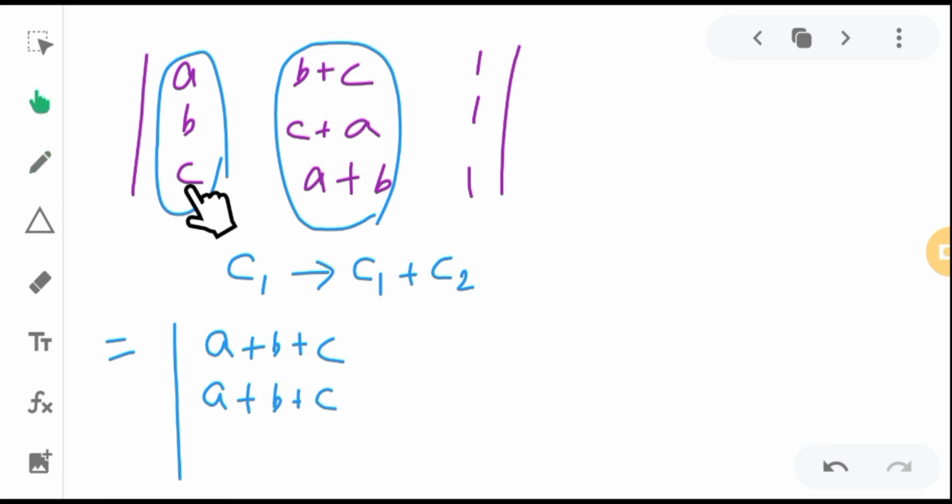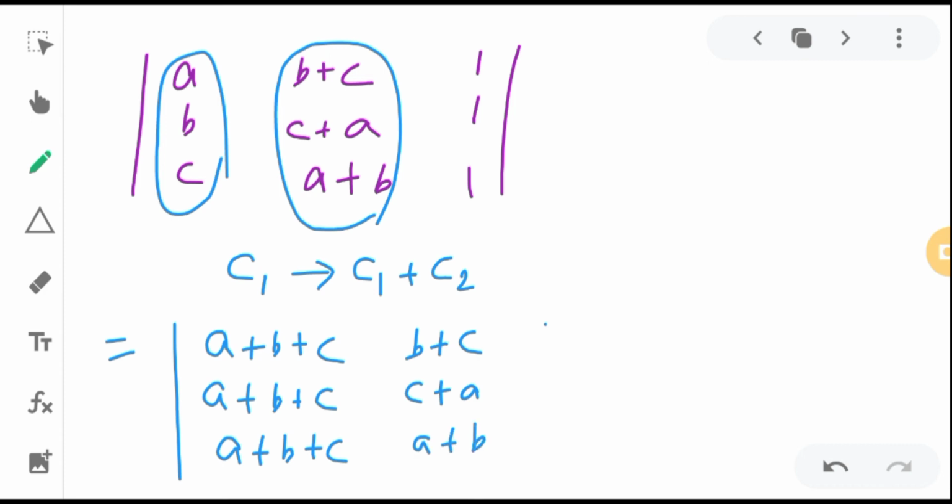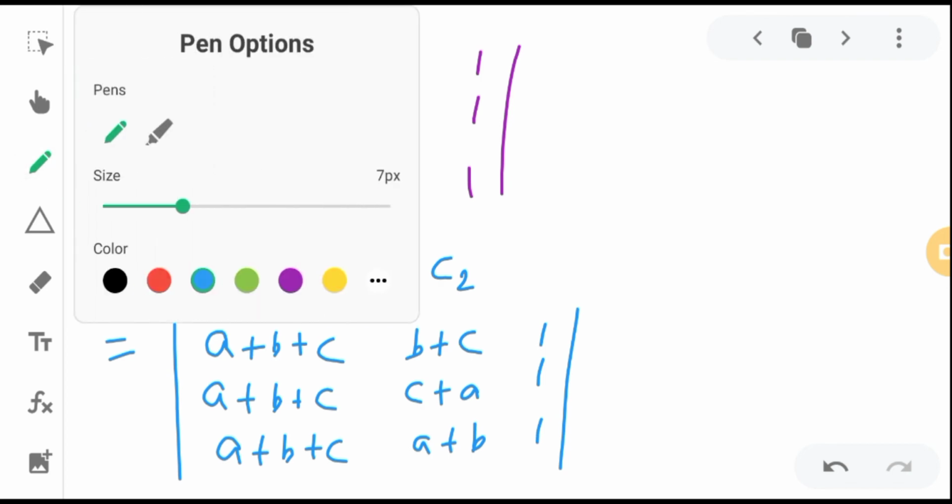Then the third element C will get added to A plus B, so C plus A plus B will be A plus B plus C. Then the second column is B plus C, C plus A, and A plus B, and the third column is 1 1 1. Okay, this is the one operation I performed. Now can I simplify anything?